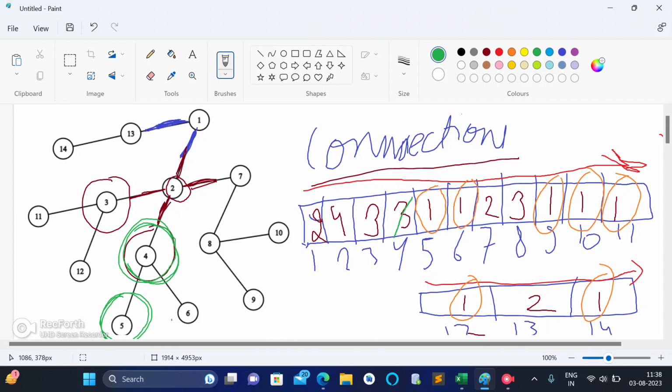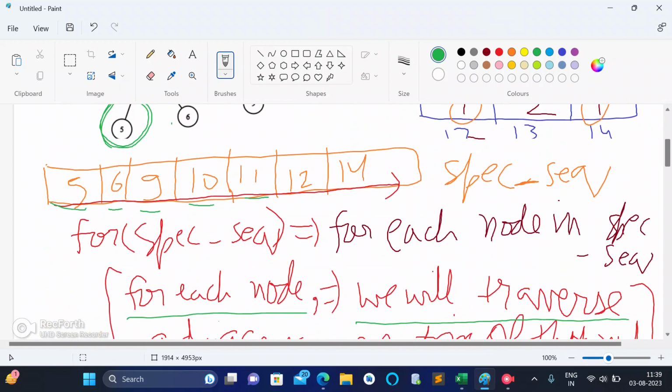So in the connections array, you can see the number of connections of 4 is 3. So we will remove that 3 and make it 2. We will say okay, now the number of connections of 4 will be reduced. Why will it be reduced? Because we are removing the node 5, because of which the number of connections of 4 reduces by 1. So I made the number of connections of 4 reduced by 1, so it becomes 2 now.